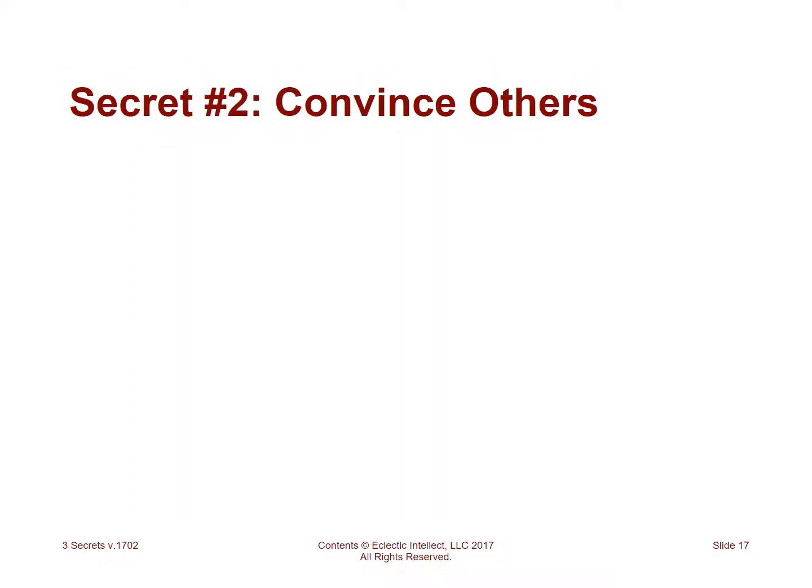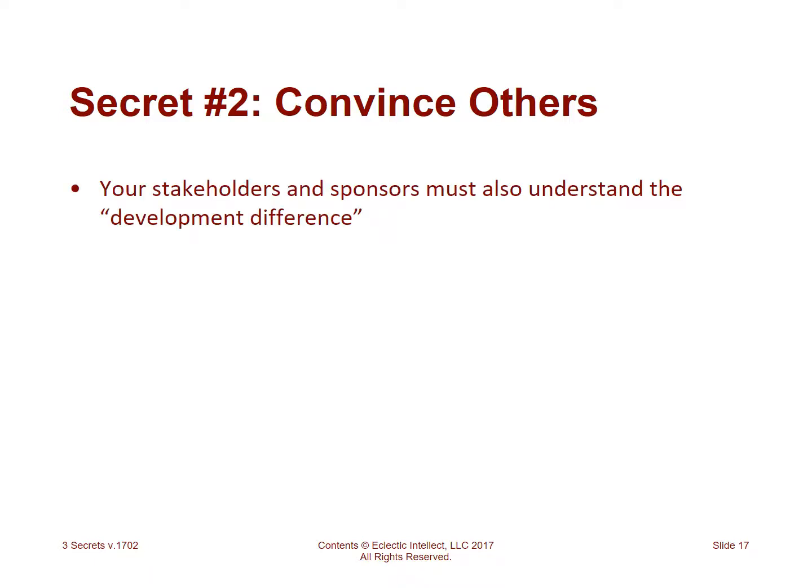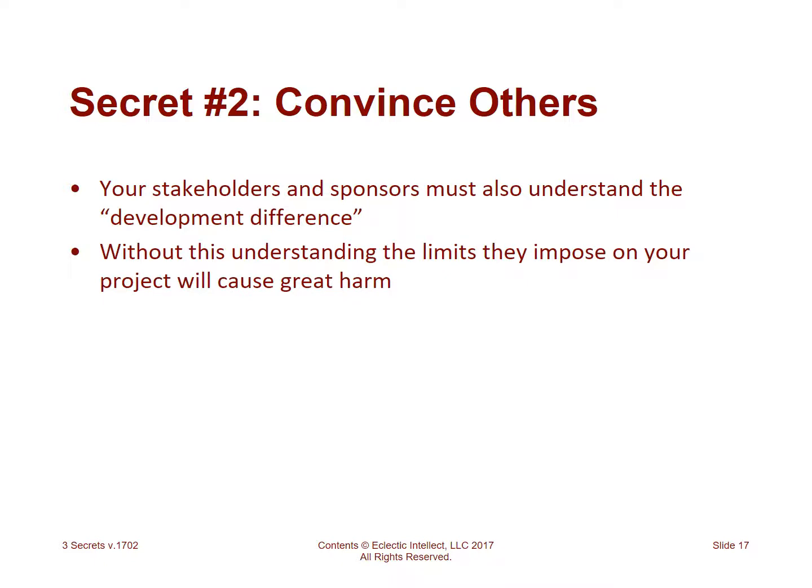So moving forward, secret number 2 is that you need to be able to convince others of the true needs and true nature of the work so that you can get the resources and support that you need to make it happen. So your stakeholders and sponsors must understand this idea of a development difference. Without this understanding, they're going to impose limits on you based on what they genuinely think is a good idea.